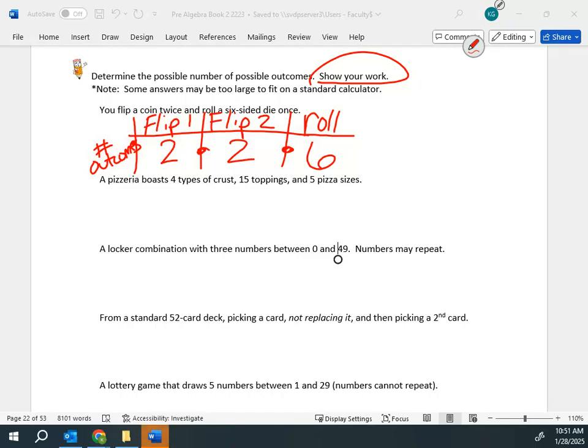Super important that we are labeling each event. So when it says flip a coin twice, we know that that is 2 different events. You have to put them in the table separate like that. So we make sure we're multiplying each event's outcomes together. Eleanor. Oh, you have the answer? Yeah. So what is 2 times 2 times 6, Eleanor?